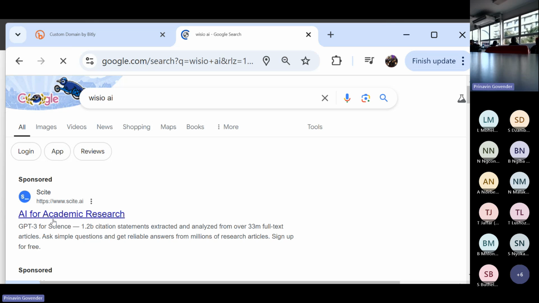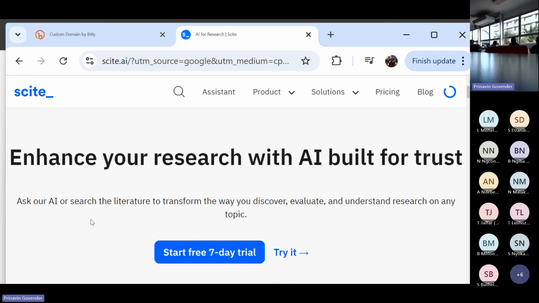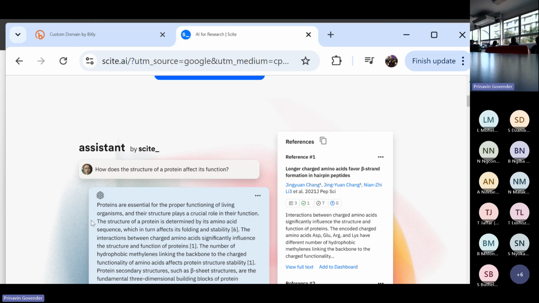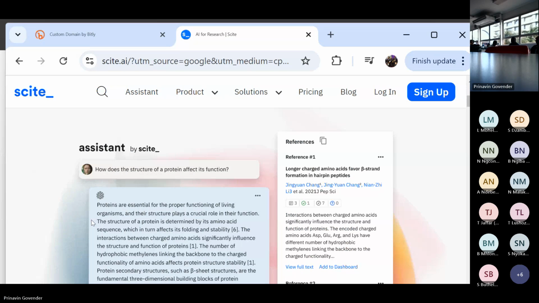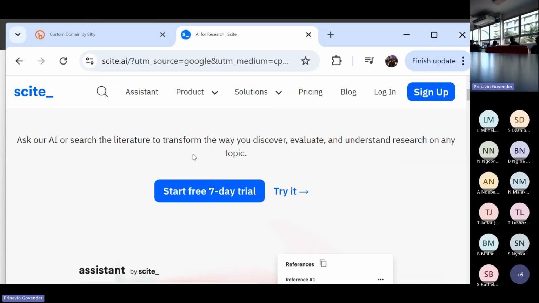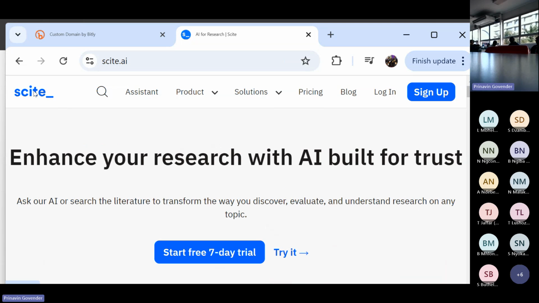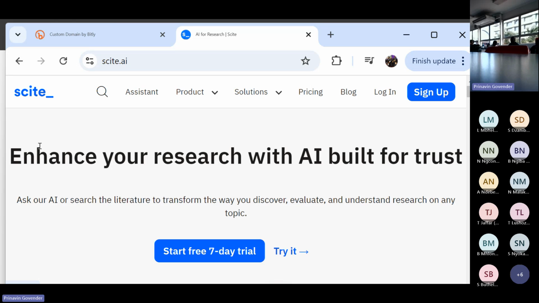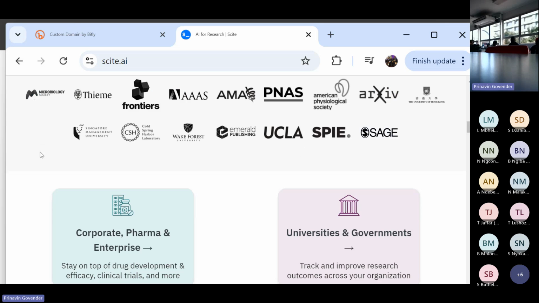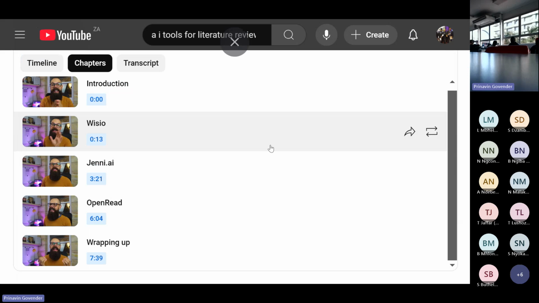AI for academic research, right? SCITE. Oh, I like this one here. It's got a free trial. So there's SCITE.ai. So just Google AI tools to help a researcher. Let me see if I can find one.